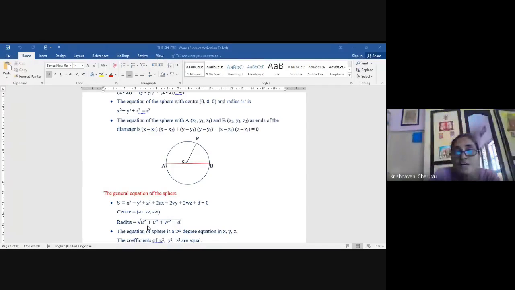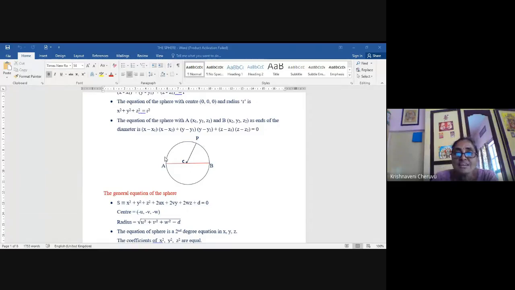So now this is the general equation of the sphere whose center is (minus u, minus v, minus w). Here 2u is the coefficient of x, 2v is the coefficient of y, 2w is the coefficient of z, and d is the constant term. So the center is based on the coefficient of x, coefficient of y, and coefficient of z, and the square root of u square plus v square plus w square minus d will give you the radius. Radius means here CP. Okay.